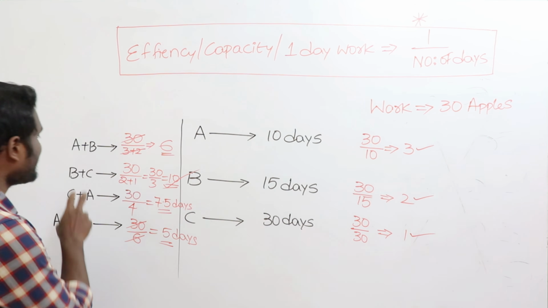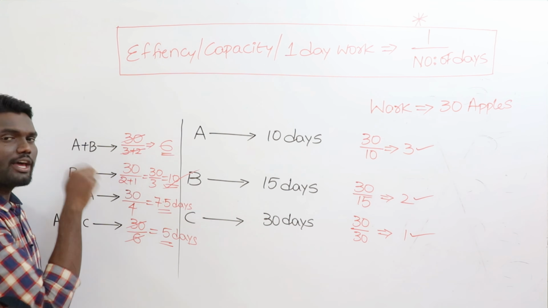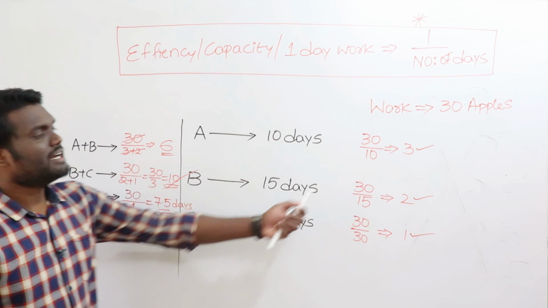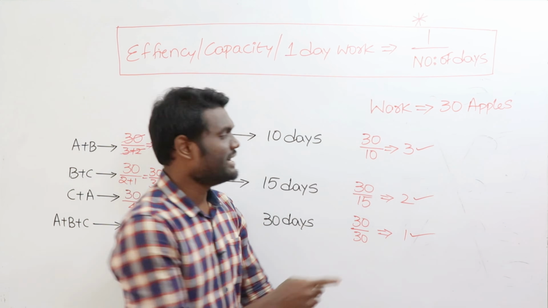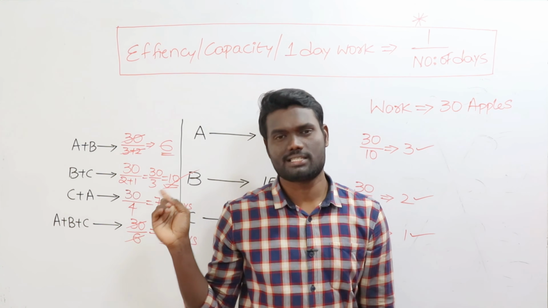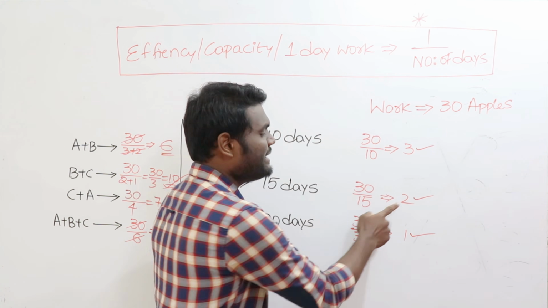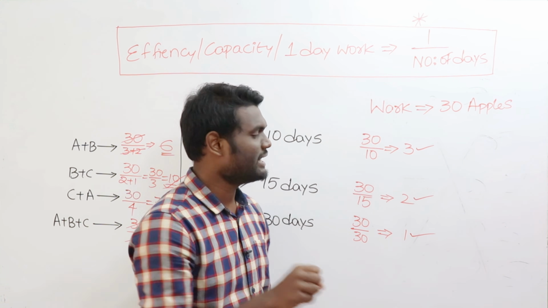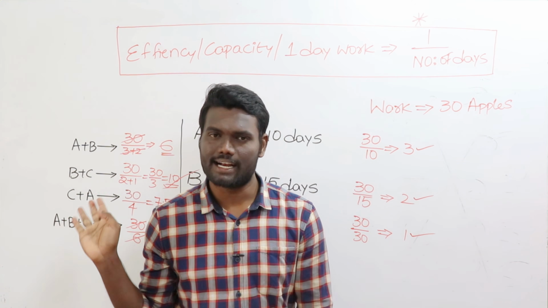Now if the question asks how many days A and B together are going to take, A and B together have to eat 30 apples. A will eat 3 apples, B will eat 2 apples per day. Both of them together eat 3 plus 2, 5 apples, so 30 by 5, the number of days will be 6 days. For example, B and C: B will eat 2 apples per day, C will eat 1 apple per day. Both of them together will eat 3 apples per day. Then the number of days, 30 by 3, is nothing but 10 days.